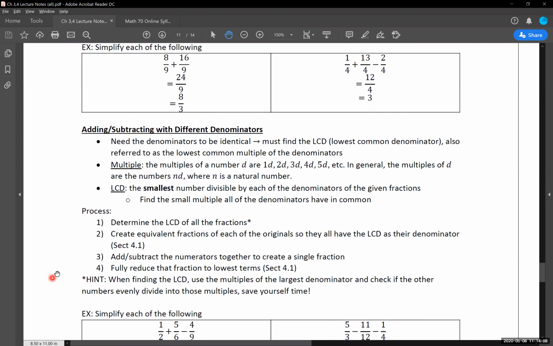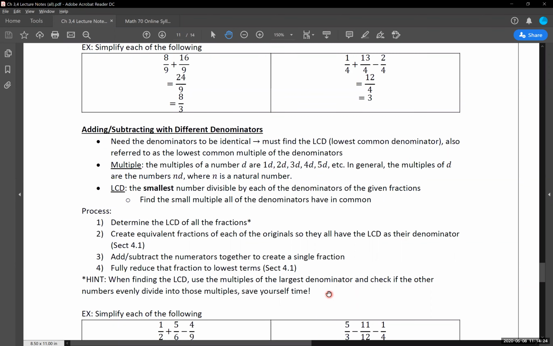So the hint that I have for you guys finding this lowest common denominator, I would recommend using the multiples of the largest denominator, and then check to see if the other numbers will evenly divide into those multiples. This can save you a lot of time.